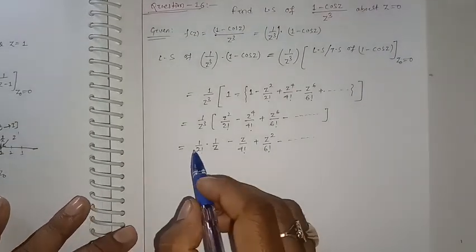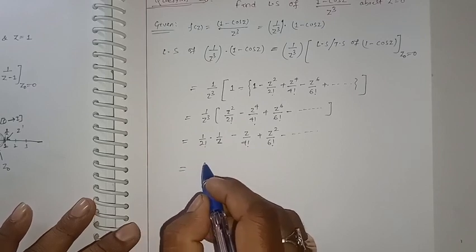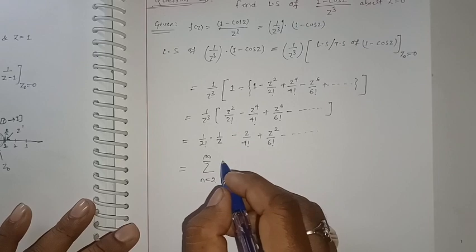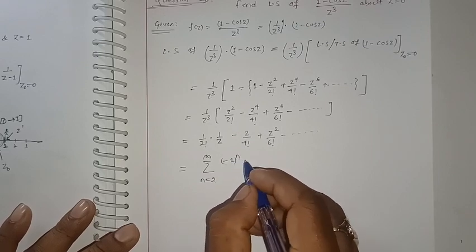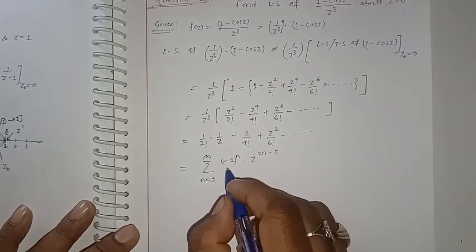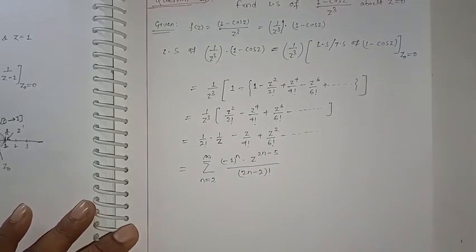Here you can see, if you want this one in the summation format, it can be written like this: summation over n equal to 2 to infinity, minus 1 to the power n into z to the power 2n minus 5, whole divided by 2n minus 2 factorial.